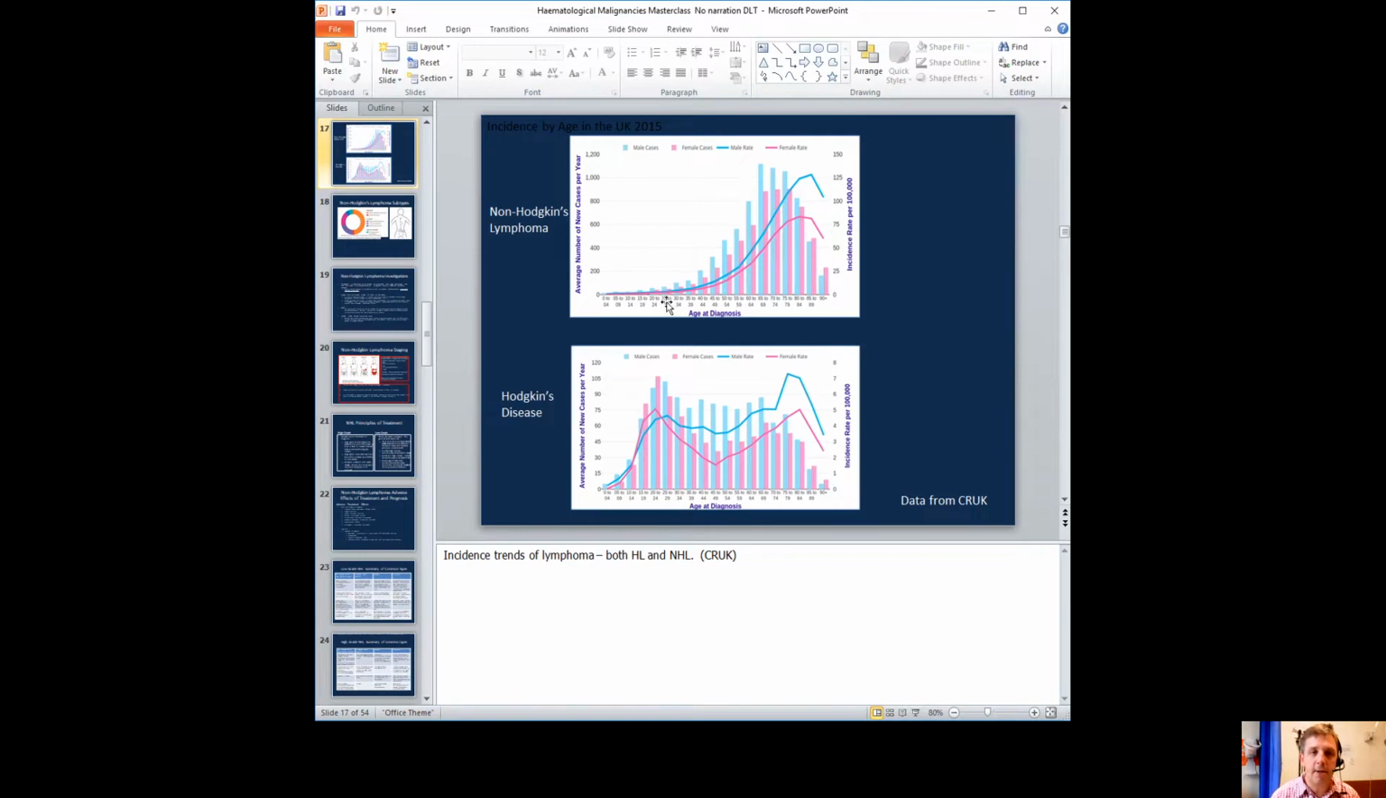Non-Hodgkin's lymphoma is really associated with age, so it increases in its incidence with age. Hodgkin's is a bit more sporadic. It can really occur at any age, but there seems to be some subtle peaks in the 3rd and 4th decade, and perhaps again towards the end in the 8th or 9th decade.